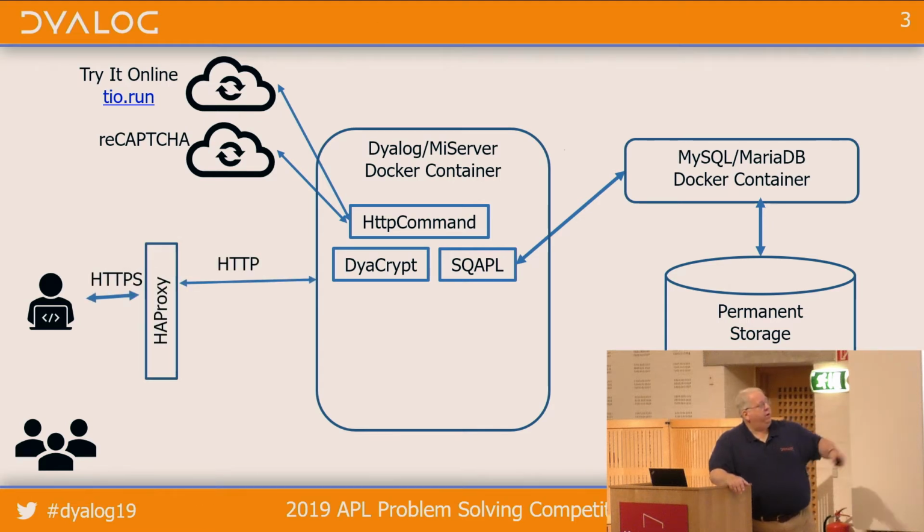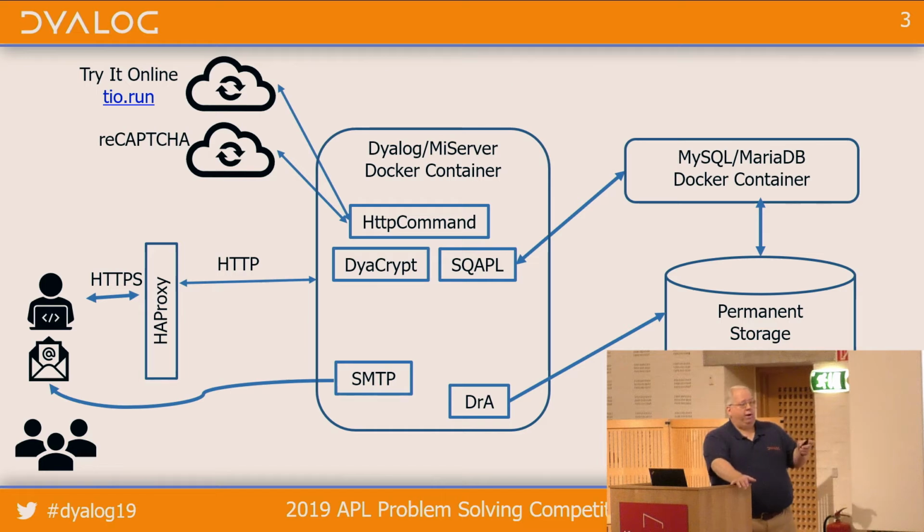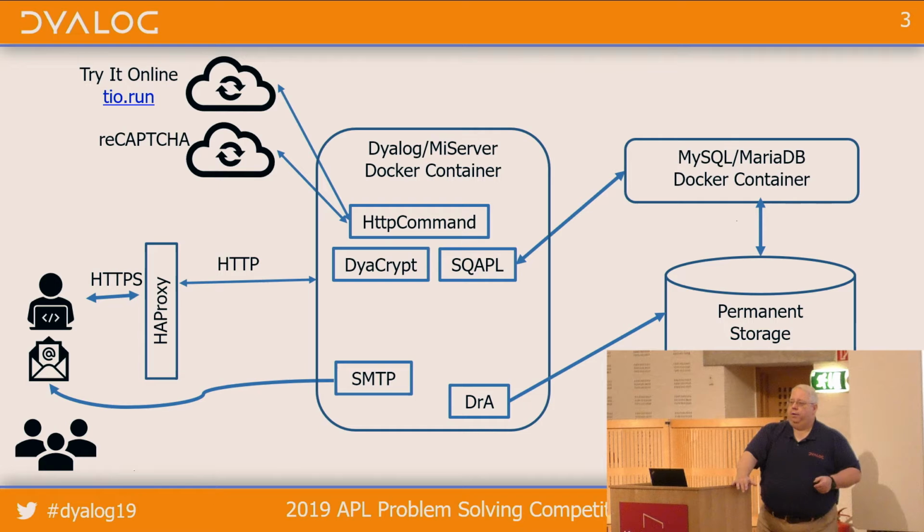And then we've got HAProxy in here that basically makes sure that the user's got a secure session, but on the other side we can run HTTP itself. We use Dr. A, so if an error happens to occur in the website, it logs a log file to permanent storage. And we also have our SMTP utility to send the user emails reminding him what to do when he forgets his password and needs to reset it.